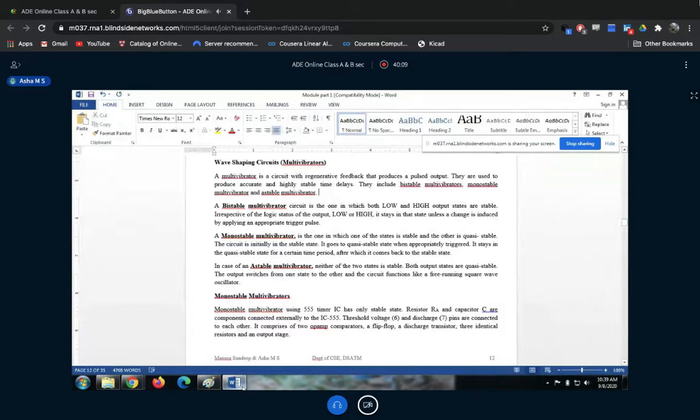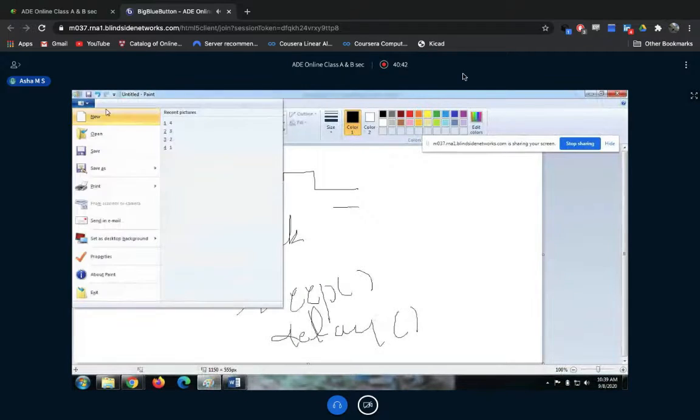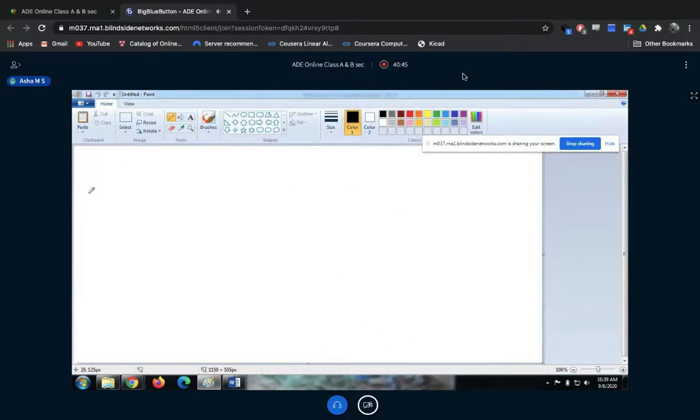So here you have multivibrators, basically of three types: the bistable multivibrator, the monostable multivibrator, and the astable multivibrator. What is the difference between these? A bistable multivibrator is one in which both the states are stable. What is the meaning of it? This is the output that we are going to get. Here I can call this the T on state, and this one I can call the T off state.